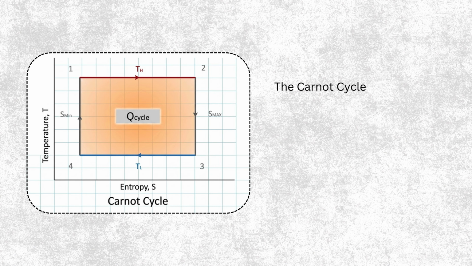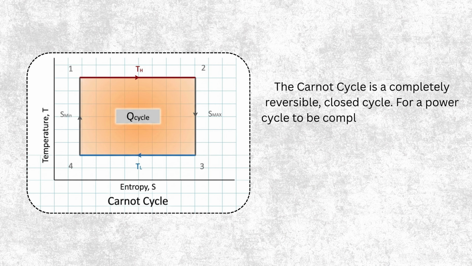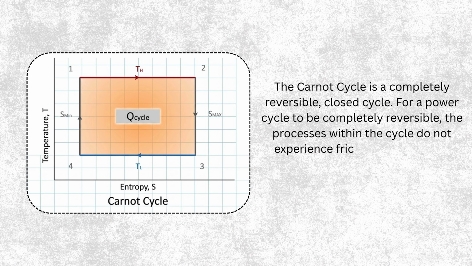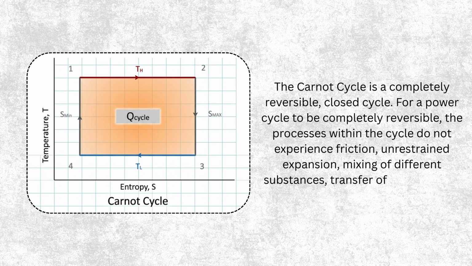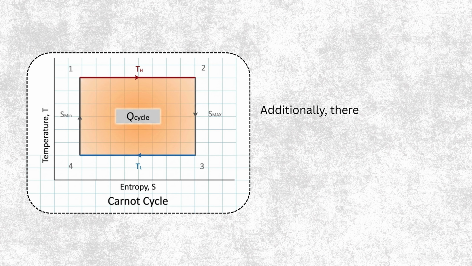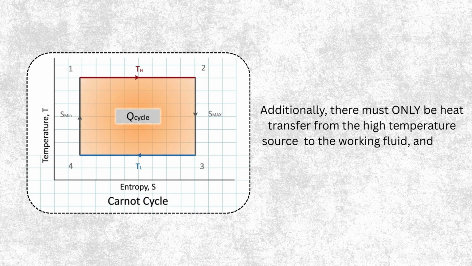The Carnot cycle is a completely reversible, closed cycle. For a power cycle to be completely reversible, the processes within the cycle do not experience friction, unrestrained expansion, mixing of different substances, or transfer of heat across a finite temperature difference. Additionally, there must only be heat transfer from the high temperature source to the working fluid, and from the working fluid to the low temperature sink.